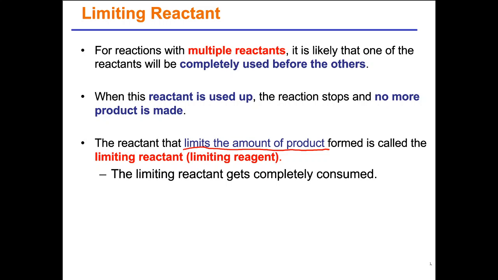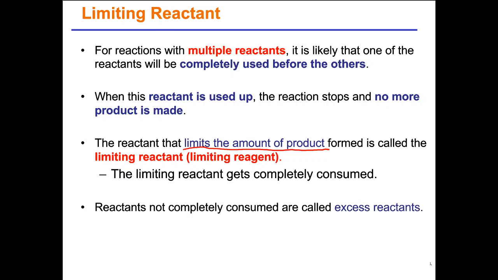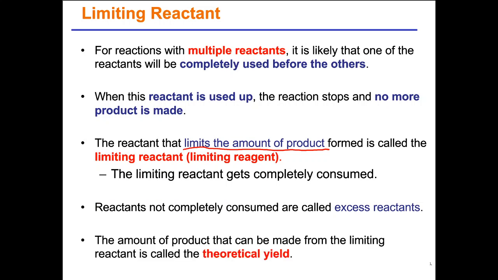The limiting reactant gets completely consumed, and the other is left in excess. That's why a lot of times in a problem we'll just say, you know, I have excess water or something like that. Reactants not completely consumed are called excess reactants. And the amount of product that can be made by the limiting reactant is the theoretical yield.